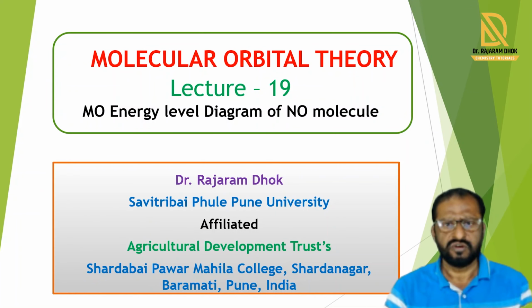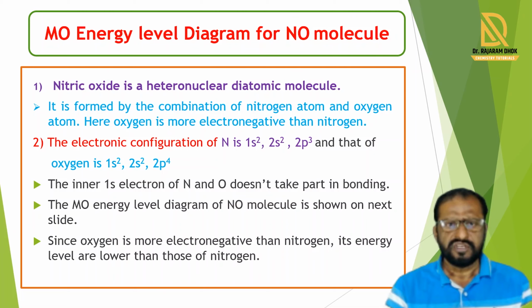Today's lecture is on molecular orbital theory, lecture number 19. In this lecture, we learn about the MO energy level diagram of the NO molecule. We see this molecular orbital energy level diagram in 6 different stages. NO is nitric oxide and it is a heteronuclear diatomic molecule.